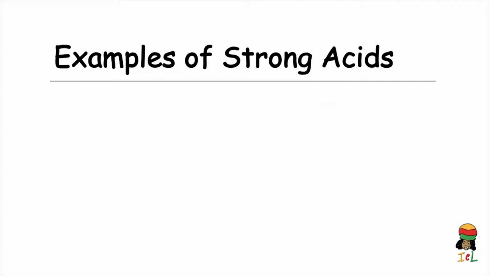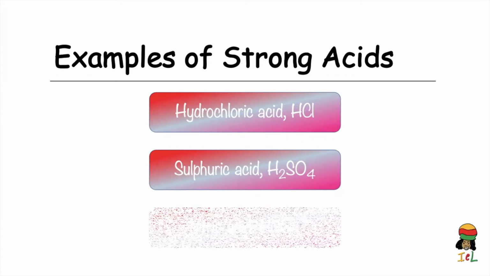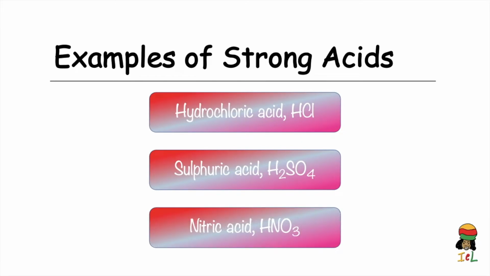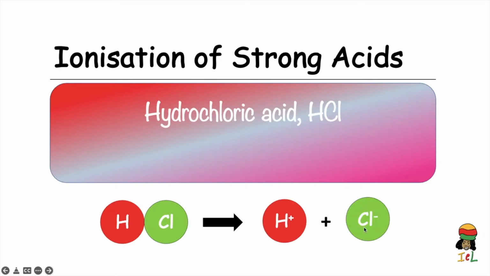Examples of strong acids include hydrochloric acid, HCl, sulfuric acid, H2SO4, and nitric acid, HNO3. Now we'll take a look at the ionization of a strong acid such as hydrochloric acid, HCl. Each molecule of hydrochloric acid within solution will ionize and separate to give one hydrogen ion and one chloride ion.